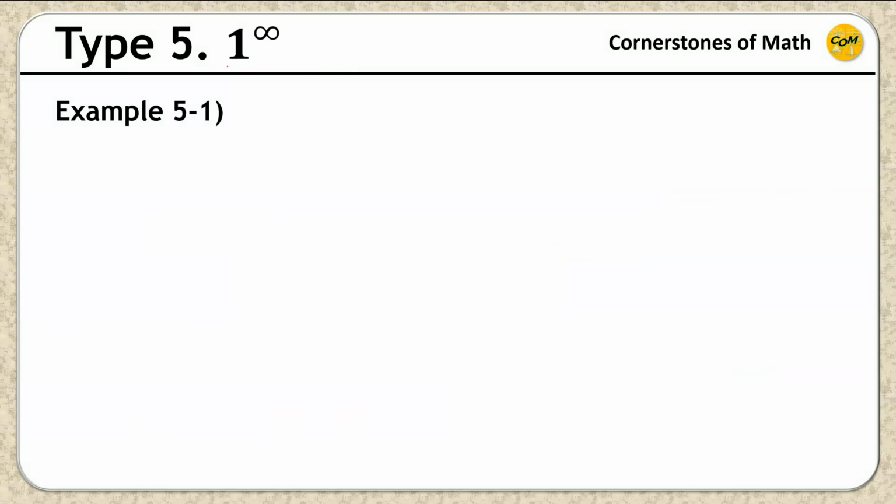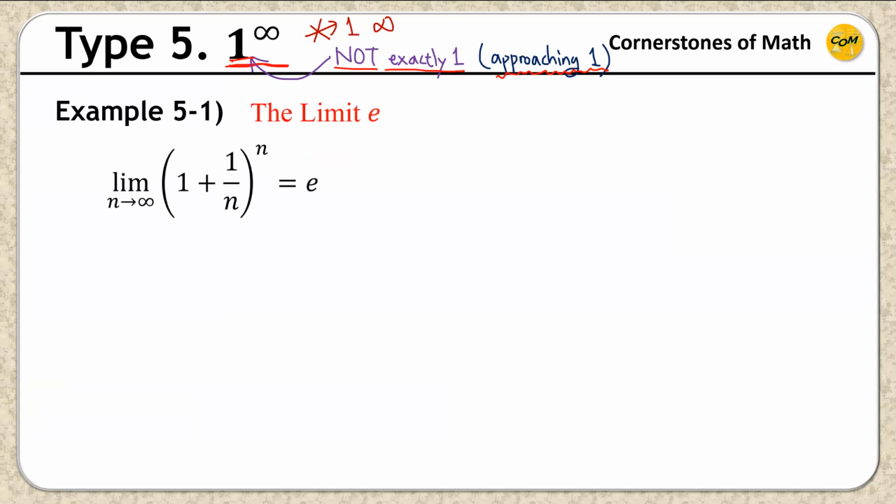The next type is 1 to the power of infinity. Be careful not to be confused though. This means that the base is not exactly 1, but only approaching 1. And we cannot say that the limit will always be 1 or always infinity for this type. Perhaps the most famous example of this type is the limit that gives the constant e.